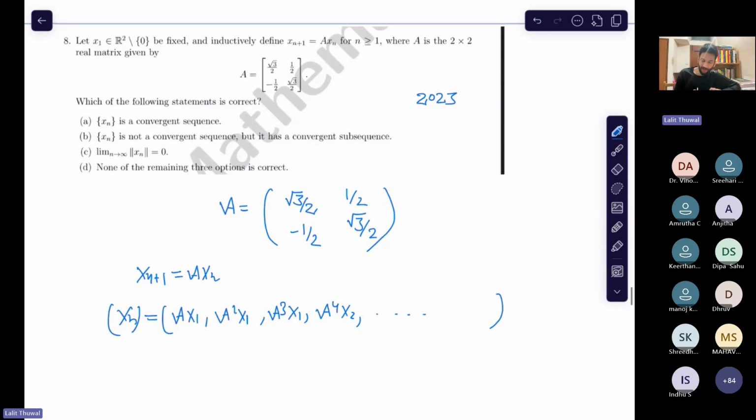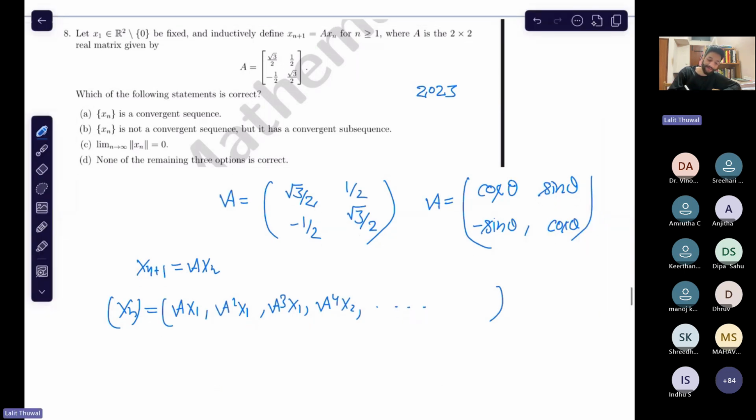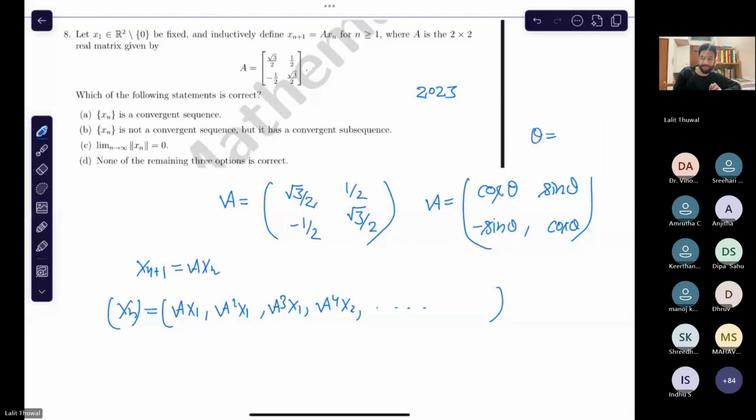So we have this sequence. Now something to note is that A is this kind of matrix: cos theta, sin theta, and minus sin theta, cos theta. And what is the value of theta? You know that. Theta is pi by 6. Okay, so you have already seen this matrix.